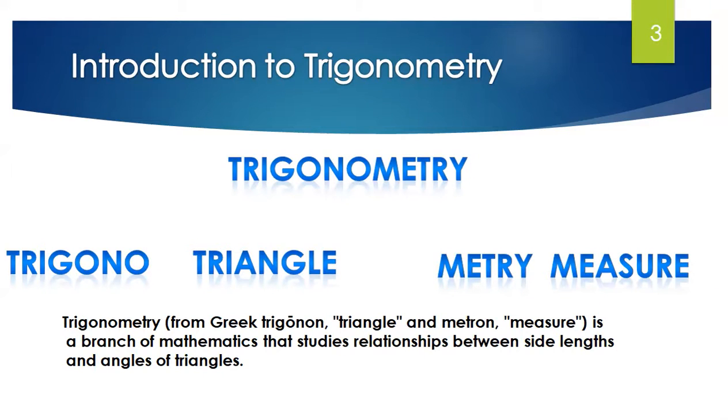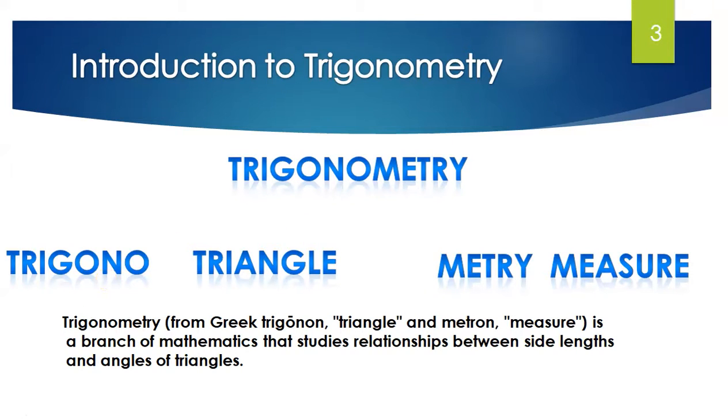Now, before we start, let's understand the meaning of trigonometry. Trigonometry has been derived from two words, trigono and metry. Here you have trigono, which means triangle, and metry means measure. So trigono, triangle, it's applied on a triangle.